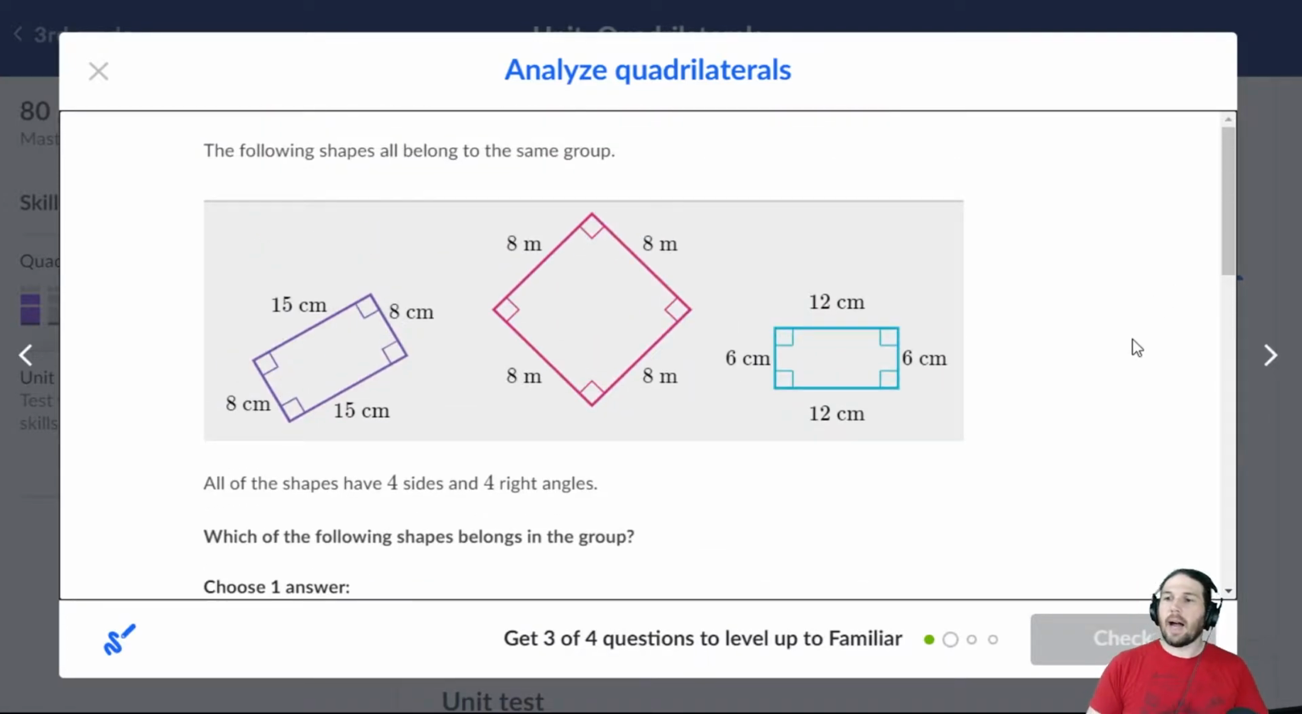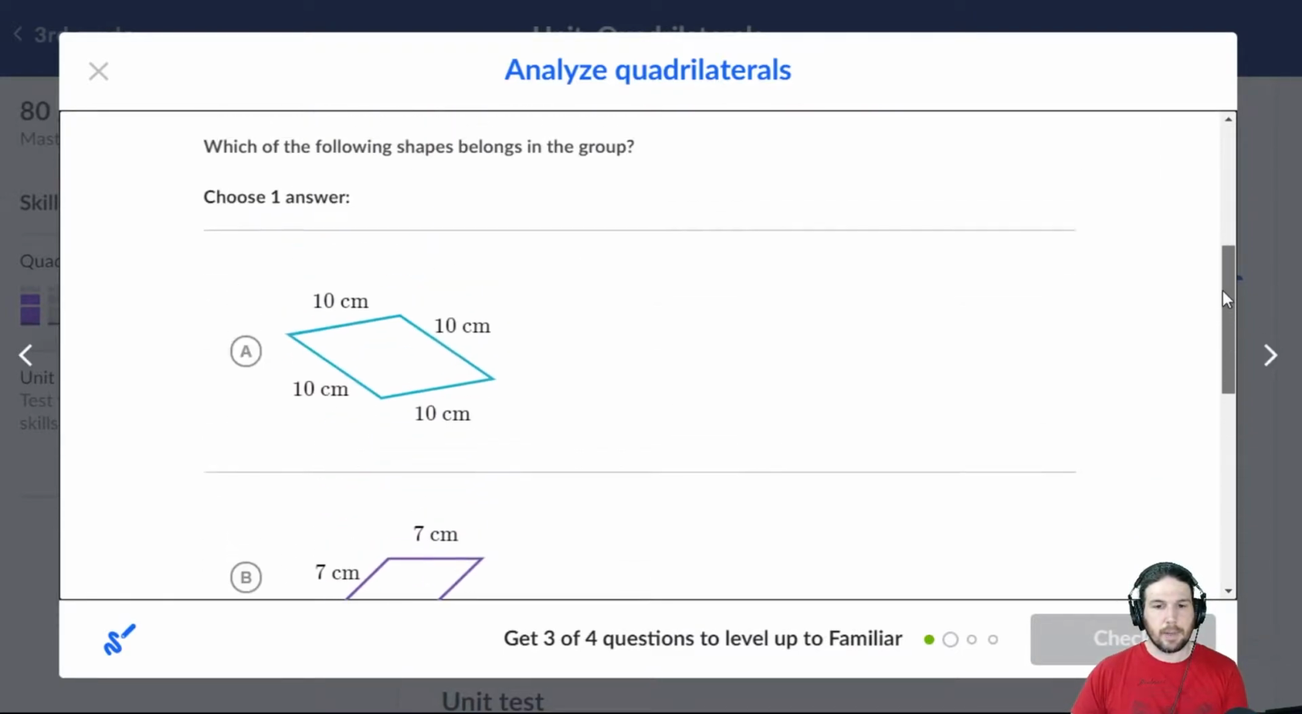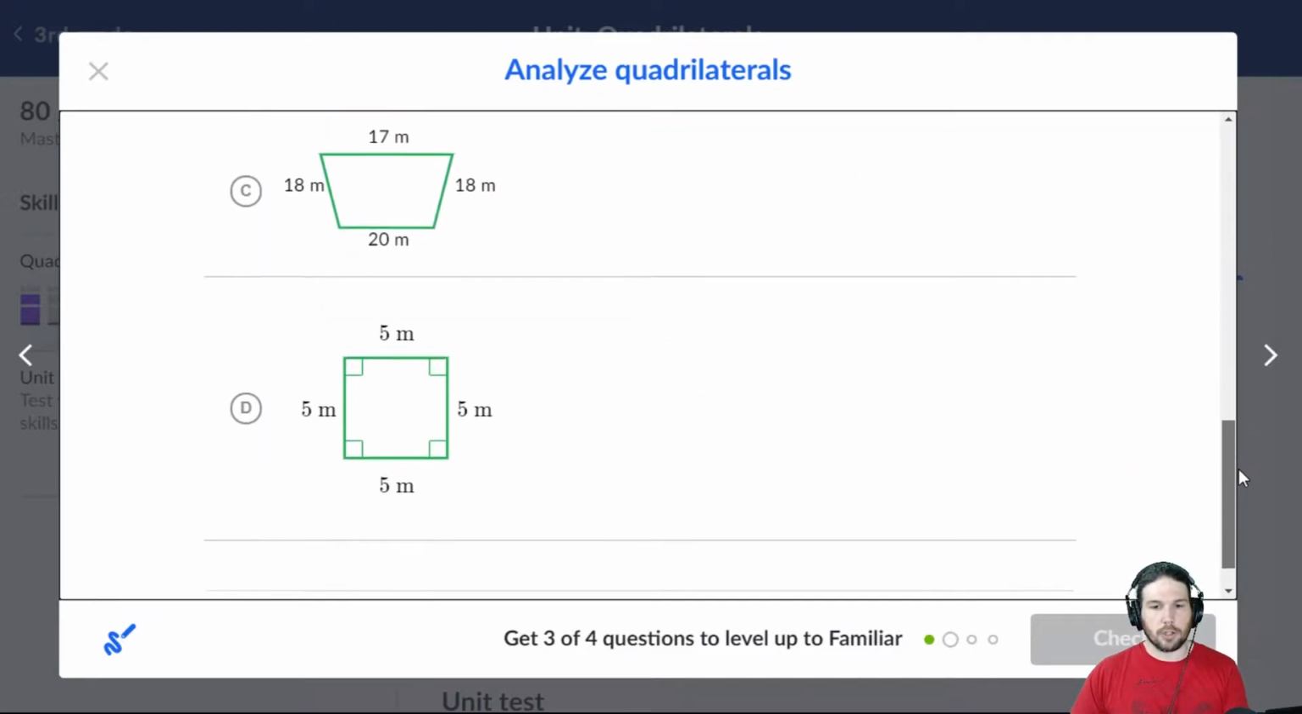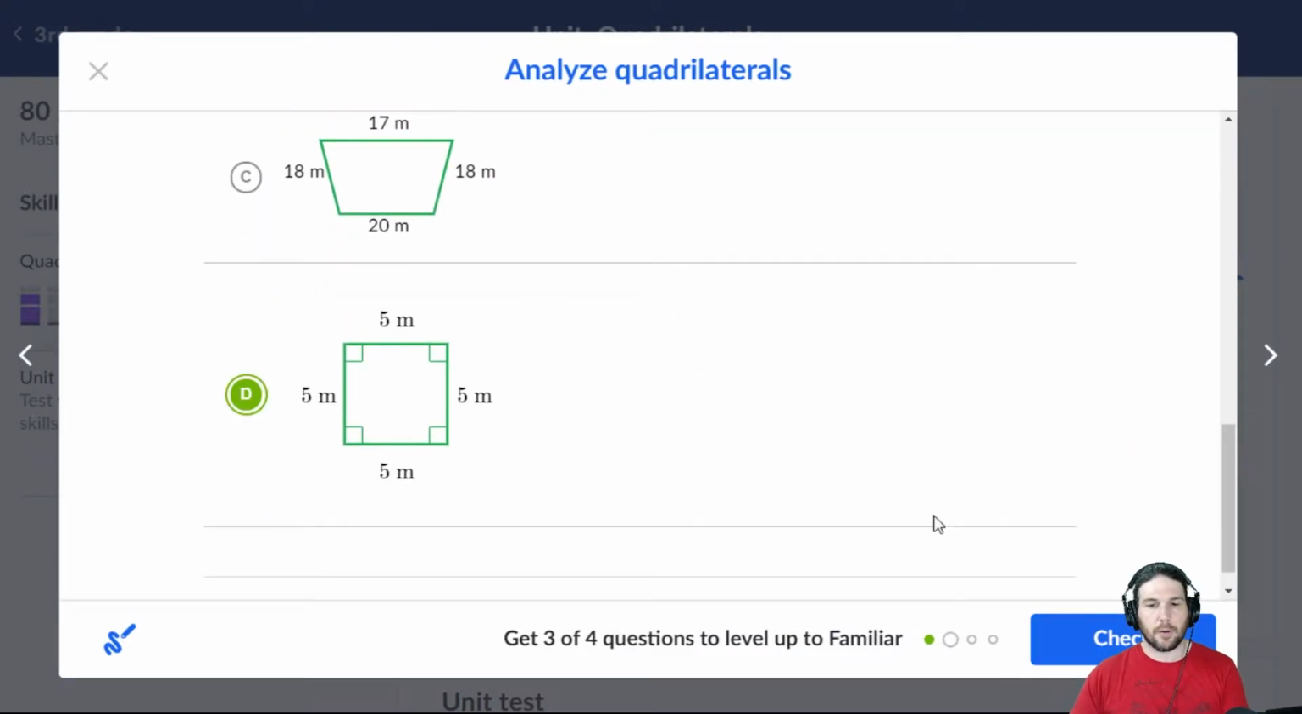And again, I want to stress how much Khan Academy is asking the same question in many different ways to prep students to be able to switch their thinking when they need to, which is a very, very important part of education in general that we've been neglecting for a long period of time. So which one of these shapes also belongs? Well, it's the one with the right angles.